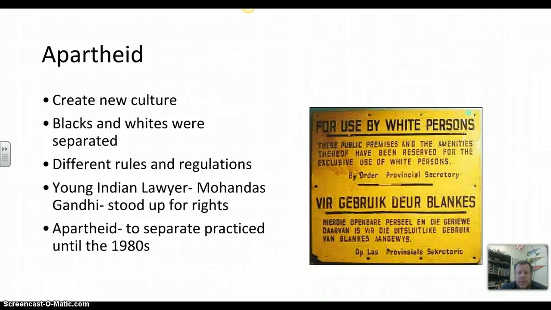Eventually in South Africa, we see the idea of apartheid come up, where after Britain takes over, you have this culture of black and white being separated, different rules and regulations. Here's a sign from a beach, kind of says, this area is for whites, this area is for the blacks that live there. And this process stood until the 1980s. And one of the first places that Mohandas Gandhi, who becomes famous for his work in India, tries to get rights is in South Africa, because he's riding a train and is forced to move. And so eventually he stands up for rights to kind of change the culture of South Africa as well.